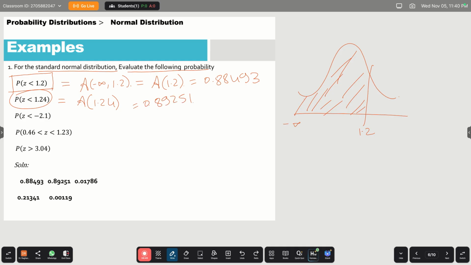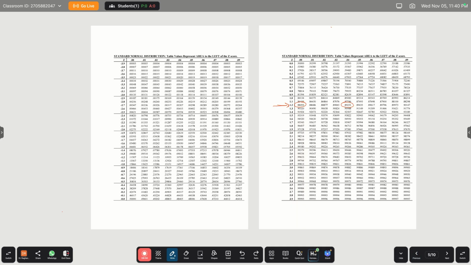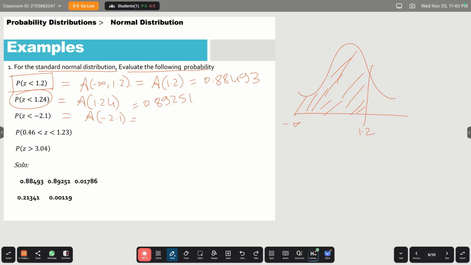Now the next question is to find the area up to minus 2.1. You just have to look at the table to the left. Minus 2.1, you can find it in this row. It is 0.01786. So this is the area up to minus 2.1.